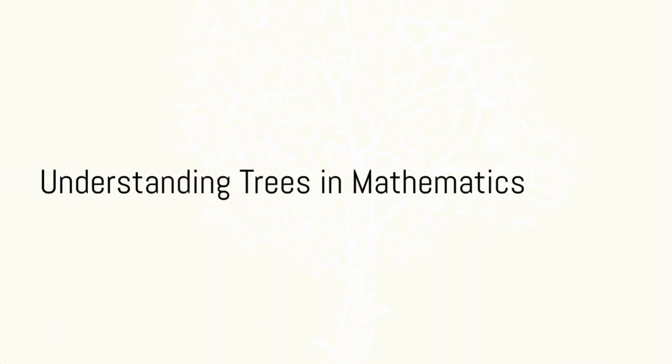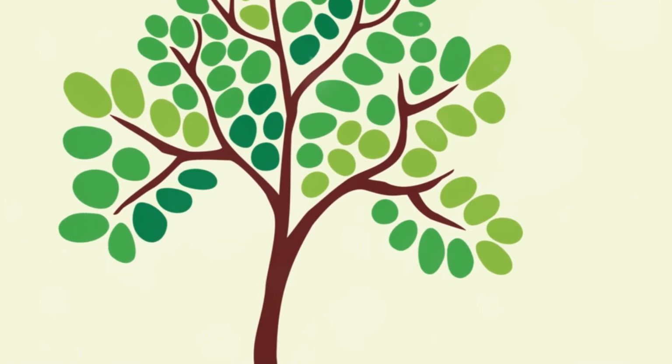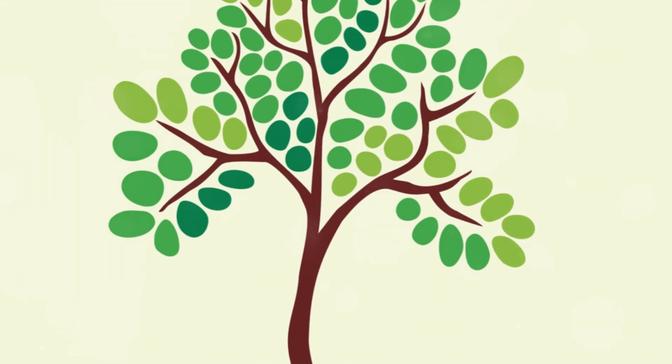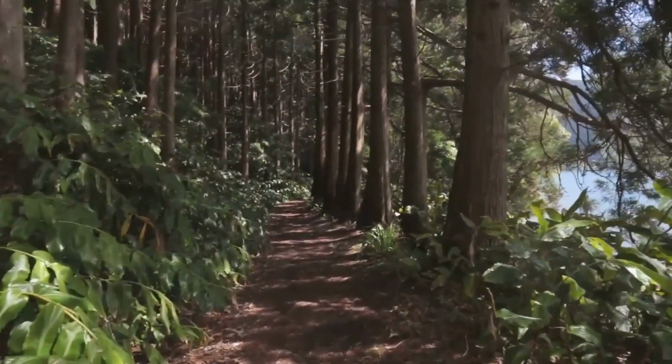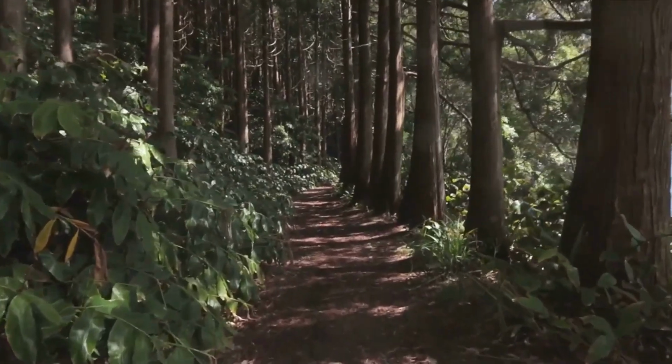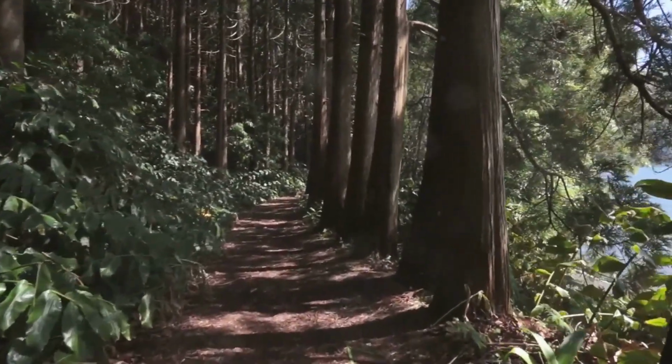Stay tuned. Trees in mathematics are a type of graph, a set of points connected by lines. But what makes a graph a tree? Let's dive in. A tree, in the mathematical sense, is a graph, but not just any graph. It's a specific type of graph with two key characteristics. First, it's connected. This means that you can get from any point or node to any other node by following the lines or edges. No node is an island, so to speak.